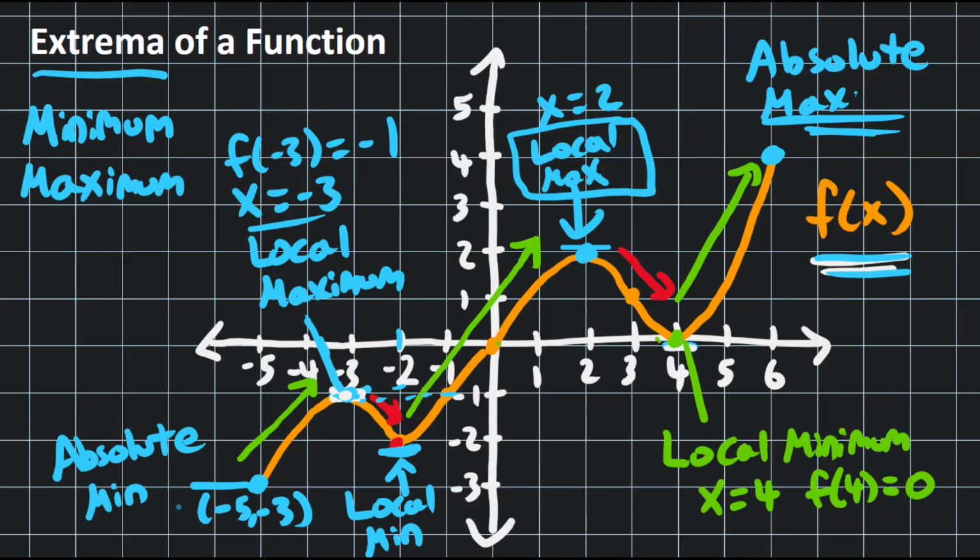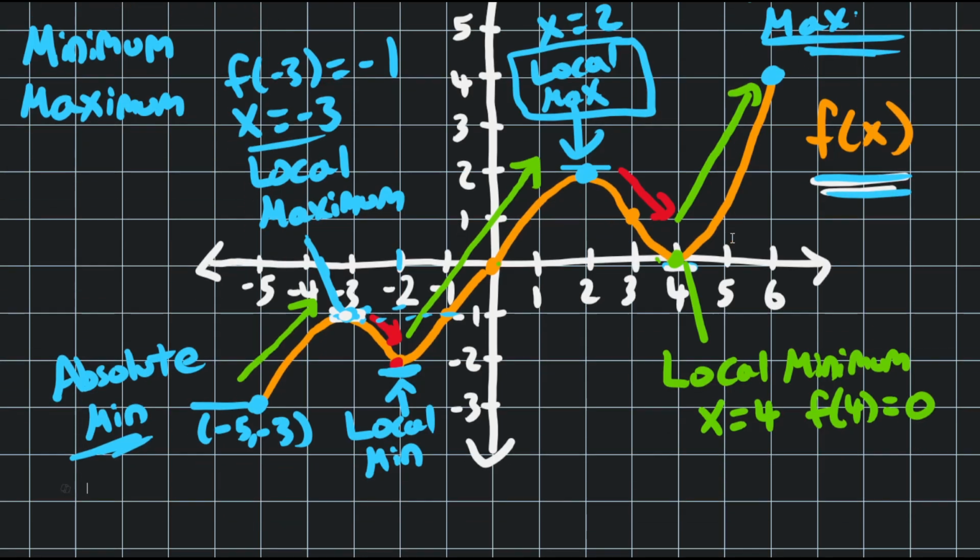And same thing with the absolute minimum. The local minimum is just the lowest value in that part of the function, just that area. But the absolute minimum is the lowest value in the entire function. It is the lowest the function can get. So that's the difference, and that's how you find the extrema of a function. Let's go through one quick example with a parabola.